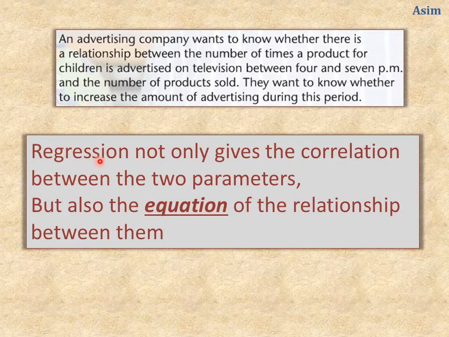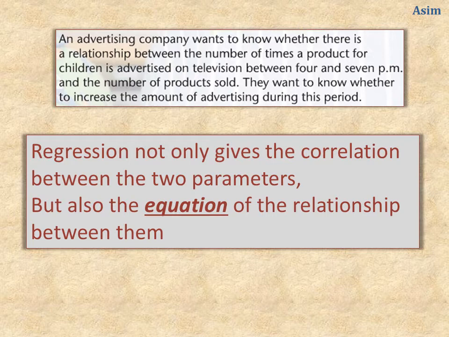So now what is regression? Regression not only gives the correlationship between the two parameters but also the equation of the relationship. So we get an equation to make the relationship between the two parameters. You will not only know now that there is a strong positive or weak positive or no correlation or negative correlation, you will also have an equation now so that we can predict.